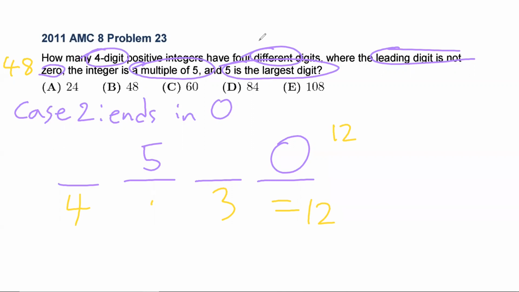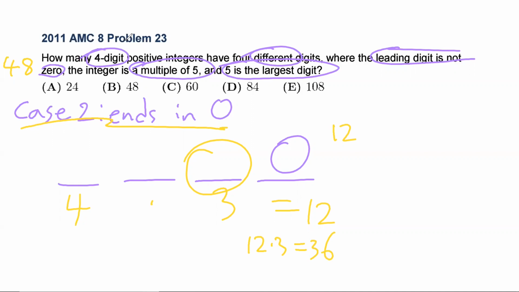And the third case is if 5 goes in this last position here. But that, of course, is the same thing again. So you have another 12. So for this case too, there are actually 3 cases, and each case has 12 possibilities. So 12 times 3 is equal to 36.